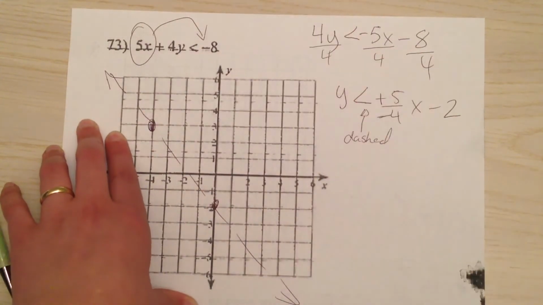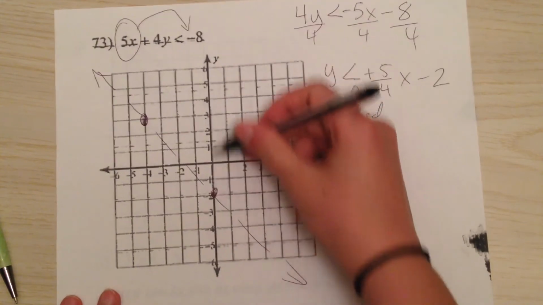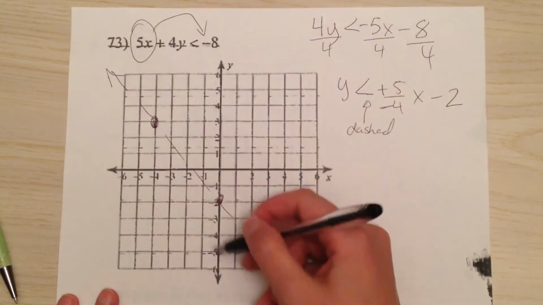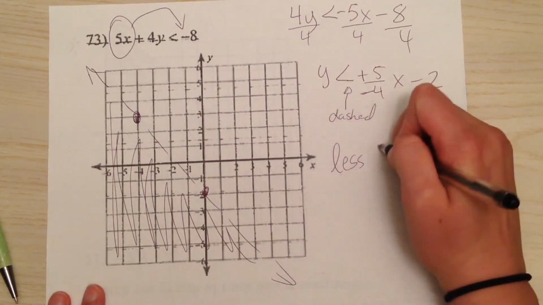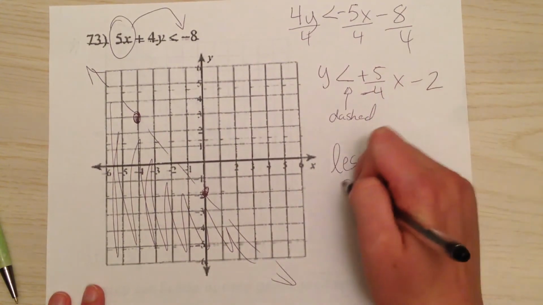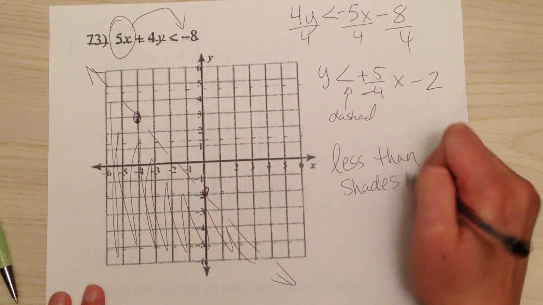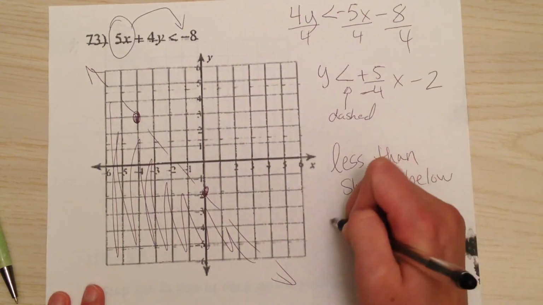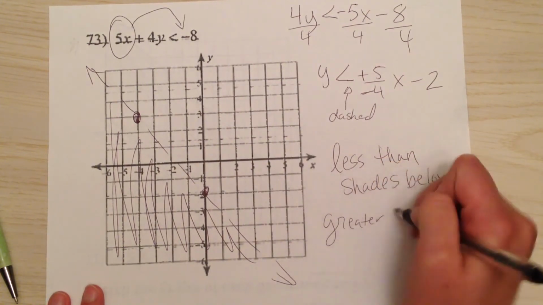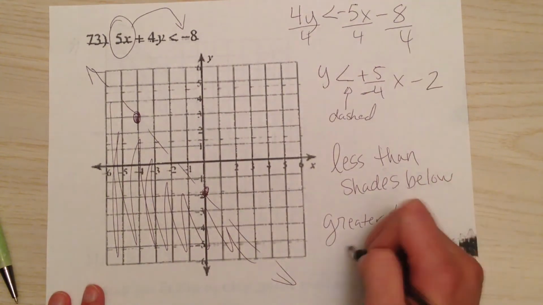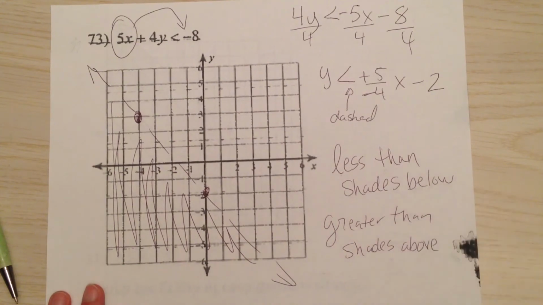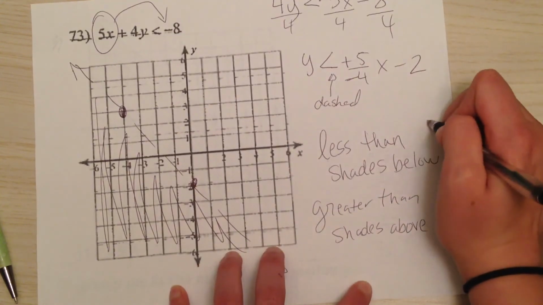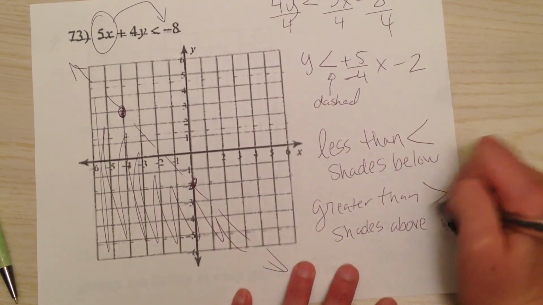Now this one says less than, so instead of shading above the line, I'm going to shade below. So, recap that again. Less than shades below the line, and greater than shades above. So in case you're forgetting your signs, your less than is the one that points to the left, and your greater than points to the right.